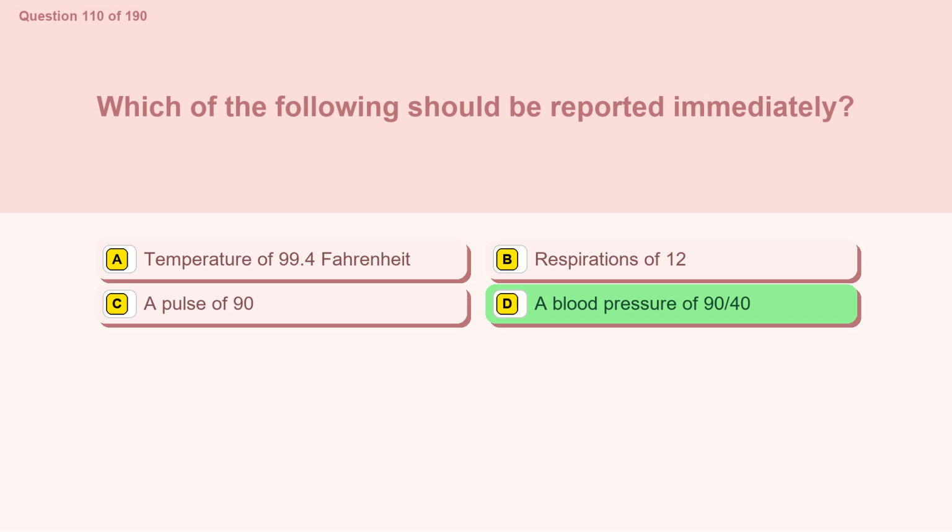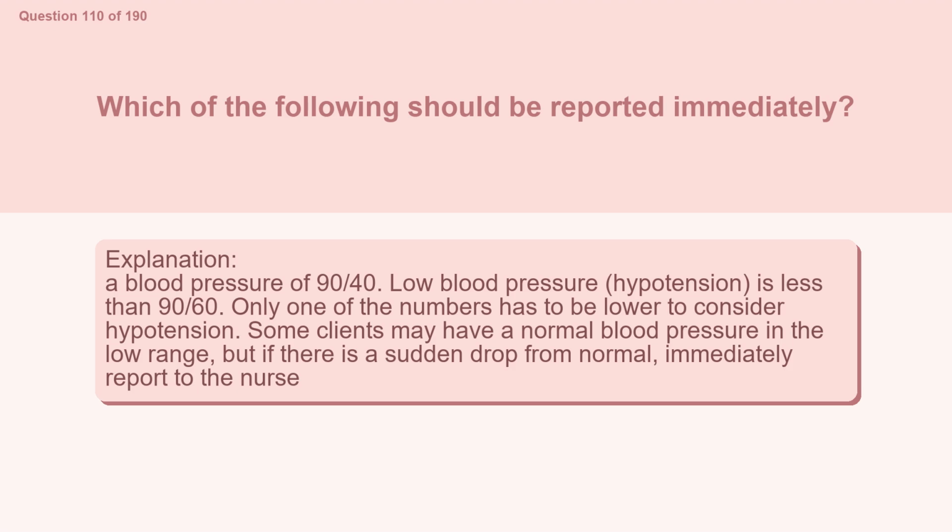The correct answer is option D. A blood pressure of 90/40ths. Low blood pressure, hypotension, is less than 90/60ths. Only one of the numbers has to be lower to consider hypotension. Some clients may have a normal blood pressure in the low range, but if there is a sudden drop from normal, immediately report to the nurse.